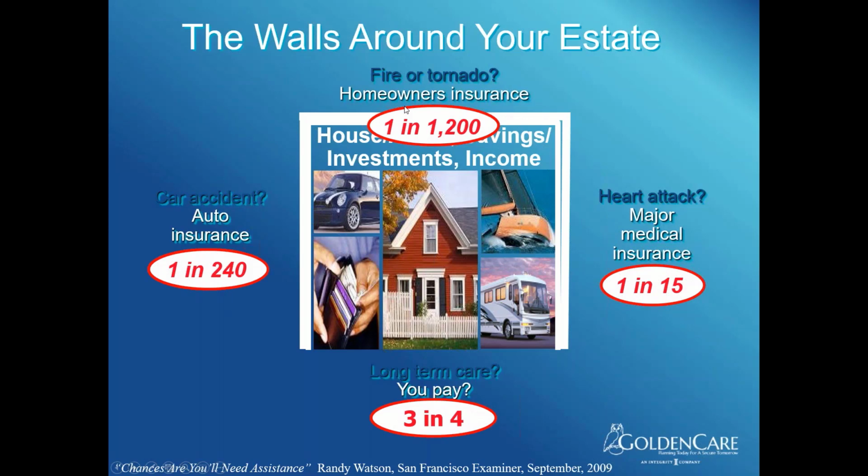So your chances of having a fire or tornado are 1 in 1,200. Your chance of a car accident that's going to cost you 10 grand or more, 1 in 240. Chance of having a heart attack, 1 in 15. Okay. Chance of you needing long-term care, 3 in 4. It's the most likely thing to happen to you. And it takes your car, your house, and your income. It takes them all.